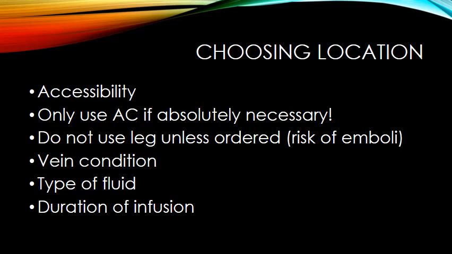Whenever we're talking about choosing a location, when we choose a peripheral site, we always want to assess for the safest, most appropriate location for what we're doing or what we need the IV for. When we select the site, we want to consider the accessibility of the vein: cephalic, accessory cephalic, metacarpal, basilic. What vein do we want to use here? How easy is it to get to it? Only use the AC if absolutely necessary, because that site is usually used for trauma and emergent situations. It is very easily dislodged, so you want to only use that if absolutely necessary.